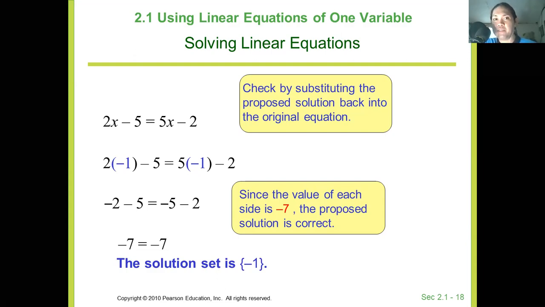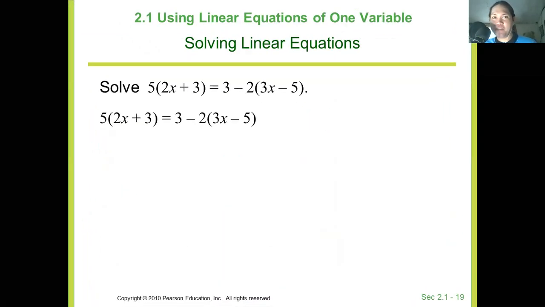So 2 times negative 1 minus 5 is equal to 5 times negative 1, quantity minus 2. So that gives us, since the value of each side is negative 7, the proposed solution is correct. Therefore, the solution set is negative 1. Very easy. Okay, what about this one?